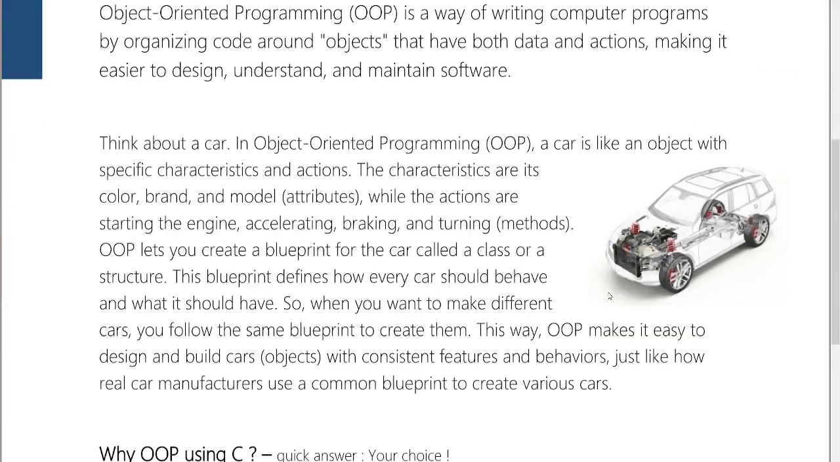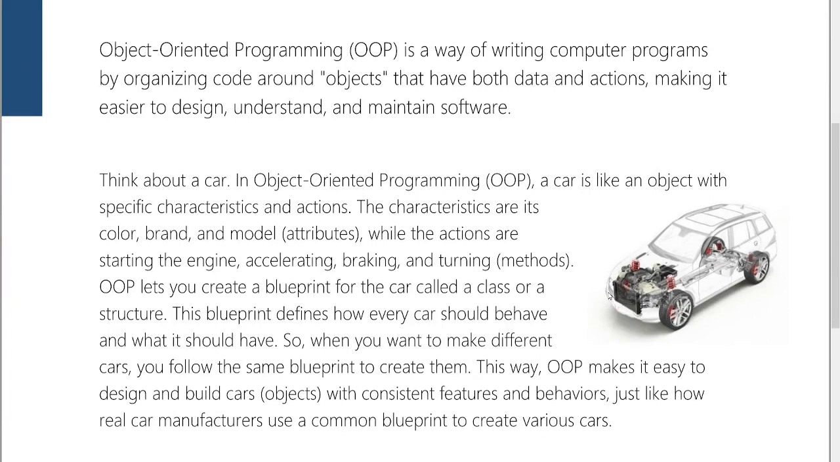The example that I have here for you is: think about a car. In object-oriented programming, a car is like an object with specific characteristics and actions. So a car has the color, the brand, the model, the mileage, the number of seats, etc. These are the features. These would be its data. And the methods would be like accelerating, braking, starting the car, turning it on and off. So these would be the methods acting using the data of that certain object.